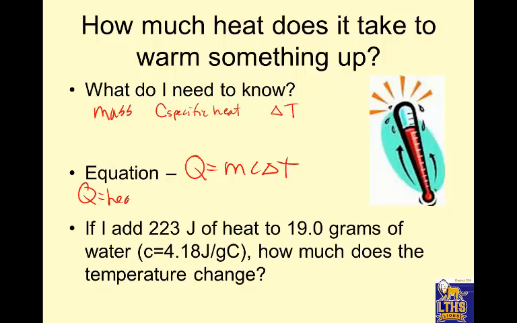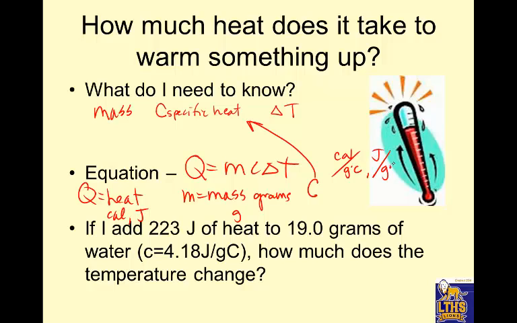Q is heat. Heat can be calories or it can be joules. M is mass. Mass is going to be in grams. Okay, so g. C is specific heat. Specific heat is calories for every gram degree Celsius, or it could be joules for every gram degree Celsius. And so now we can compare things. Specific heat is specific for a substance, you have to look this up for what you're trying to find. Delta T is change in temp, so it's a difference.